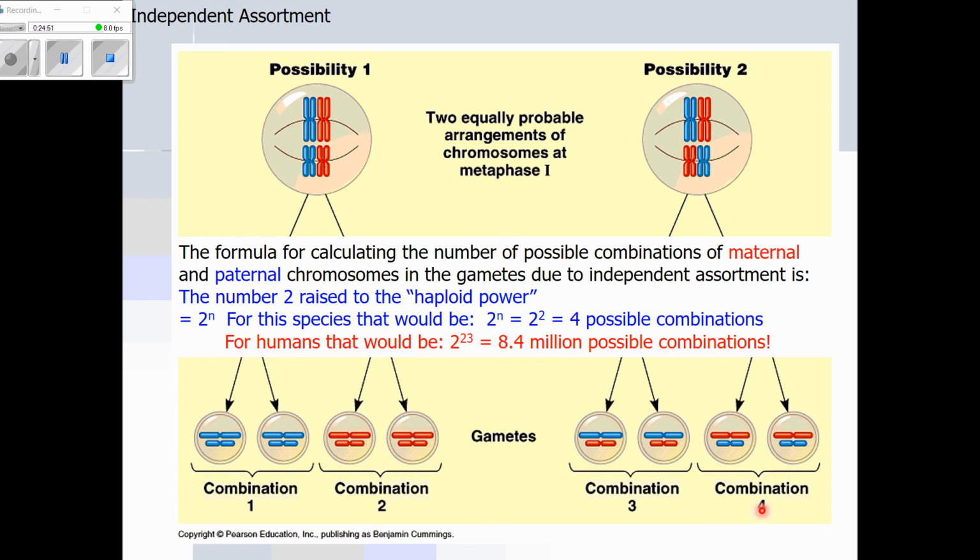Now, for humans, the haploid number for us humans is 23. So when you make sperm cells or egg cells and all of your chromosomes line up, 23 pairs of them, and each pair can line up blue, red, or red, blue. It's totally random. If you want to know how many different combinations of blue and red chromosomes can end up in the sperm or the eggs, it would be 2 to the 23rd power. That's 2 times 2 times 2, 23 times. Okay, and it's a big number. It's actually a little more than 8.4 million possible combinations. That doesn't even factor in crossing over. This is just independent assortment. It shows what a tremendous number of possible combinations are possible when sperm cells and egg cells are made.